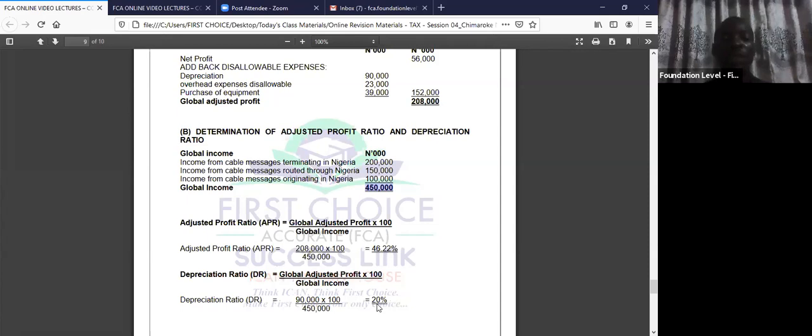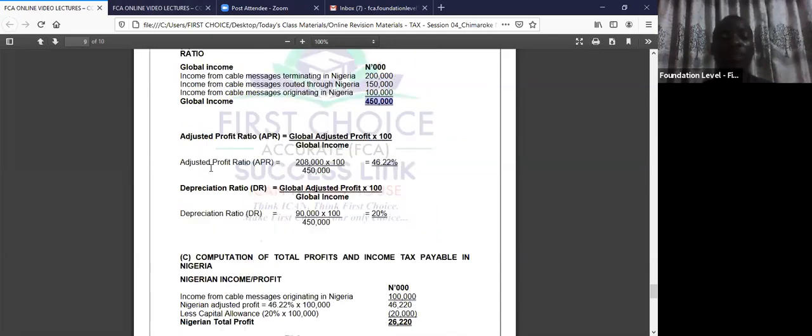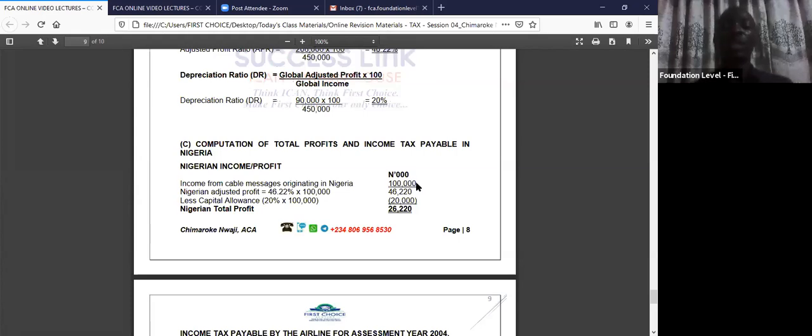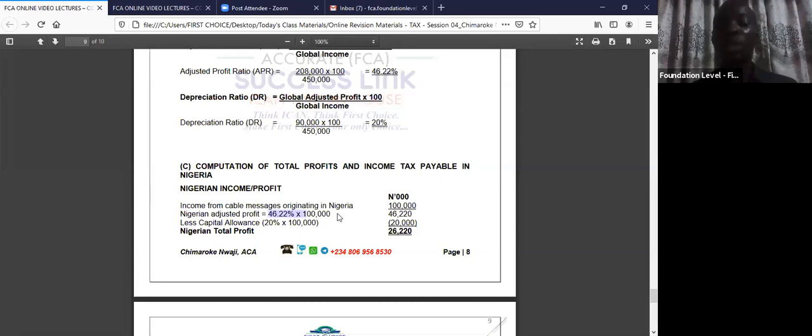Now that you've known these two things, the next question says, compute total profit in Nigeria and tax in Nigeria. So what is your total profit in Nigeria? First of all, you bring your total income. Income is different from profit. Look at your income, total income in Nigeria. As you gave me your answers in the chat room, 100,000. Now you are looking for the Nigerian adjusted profit. So we've calculated the adjusted profit ratio, 46.22. Use that 46.22 to multiply 100.